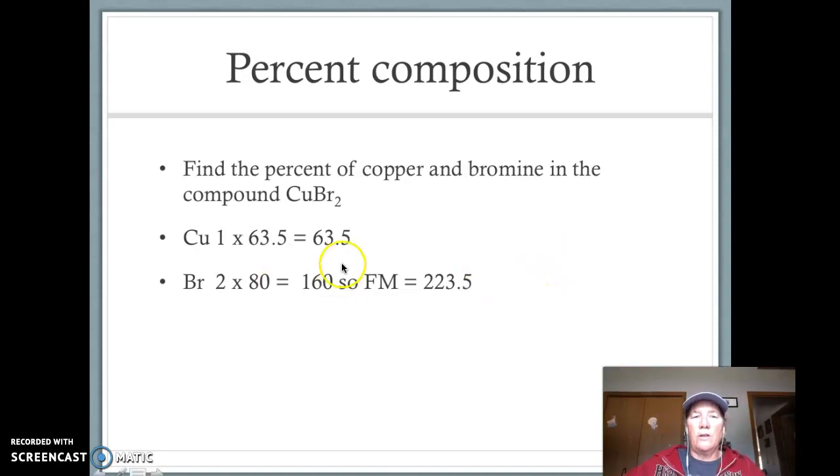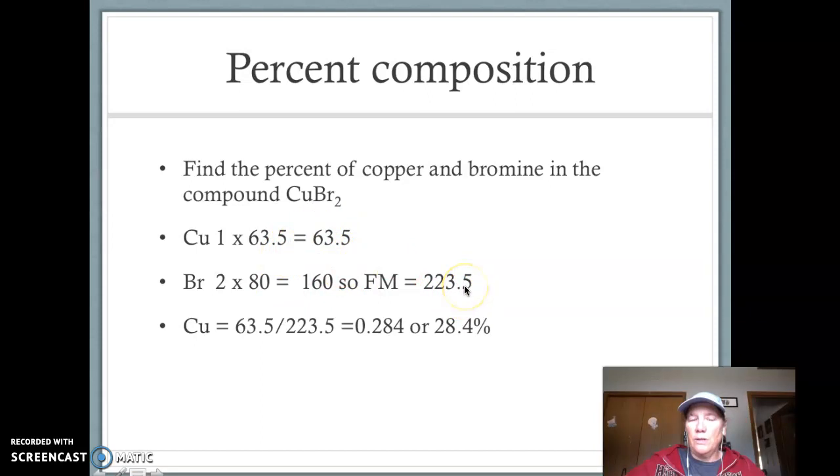Okay, then after that, if you want to figure out percent composition, all you have to do is take the individual. So I would take 63.5 and divide by the total. Okay, it's kind of like figuring out your grade. If you want to know what your grade is, you take the points you have divided by the total points. Well, if I want to figure out the percent of copper in copper bromide, I take the mass of copper divided by the total. And you're going to get a number less than 1. If you don't get a number less than 1, you divide it wrong, you guys. But you get 0.284 or 28.4%. So in copper bromide, 28.4% is copper. If you're looking for a compound with a lot of copper, this would not be a good one.